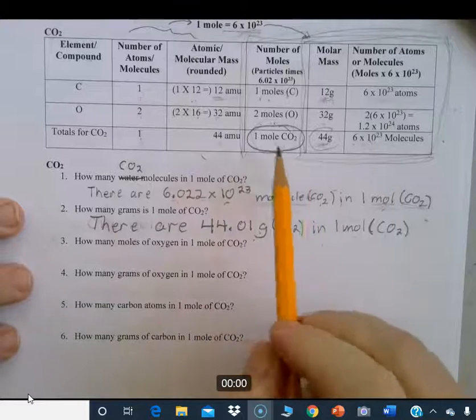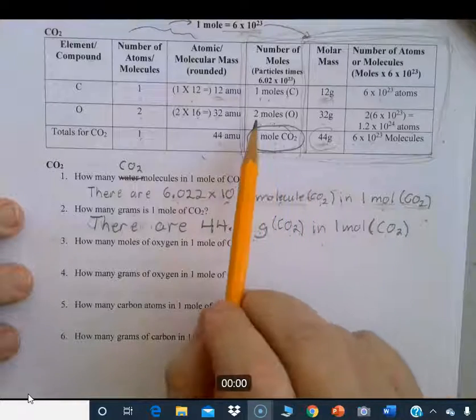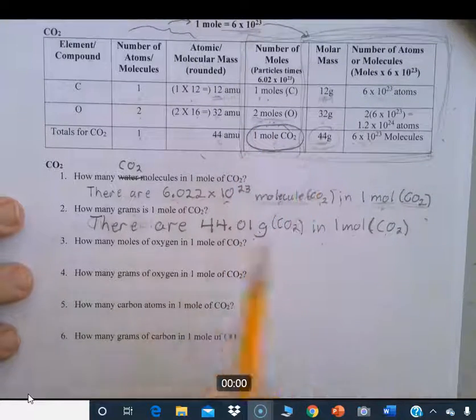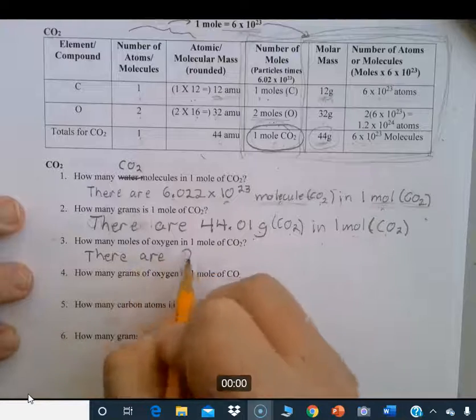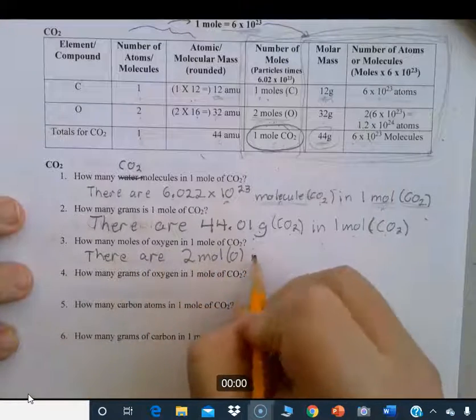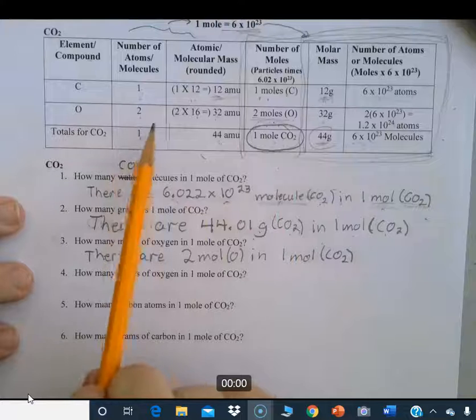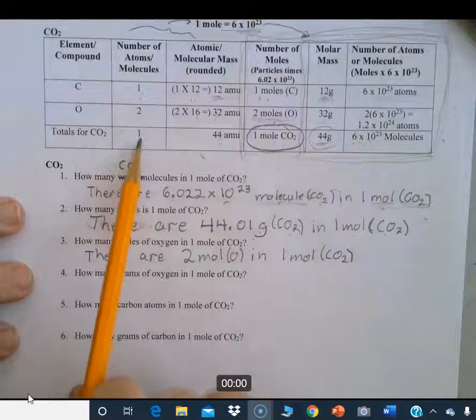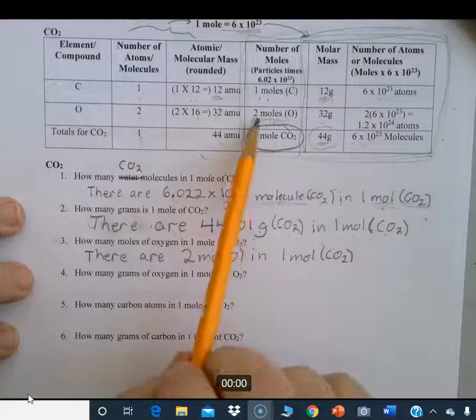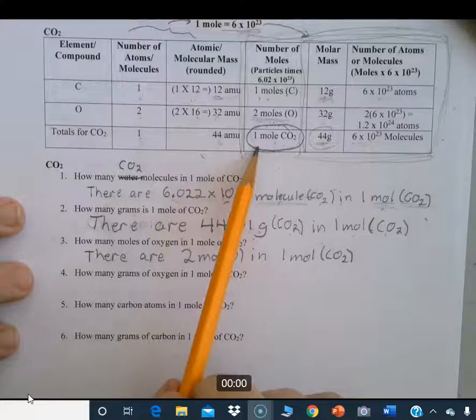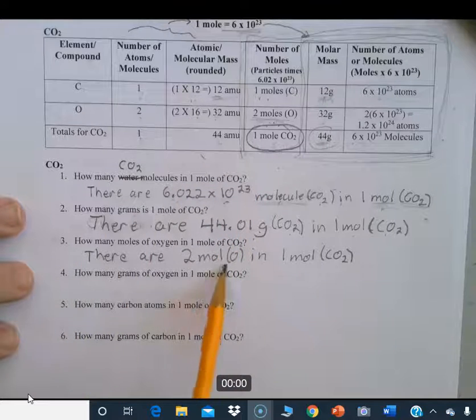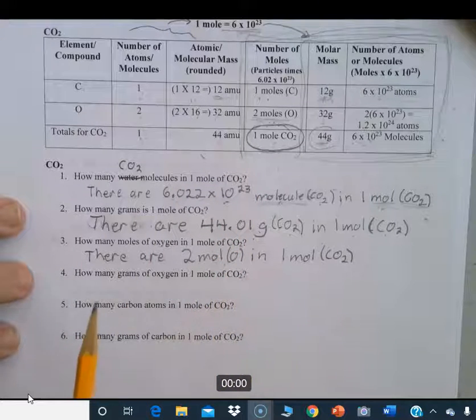Okay, how many moles of oxygen in 1 mole of CO2? So, here's 1 mole of CO2, and to make 1 mole of CO2, you need 2 moles of oxygen. So you need 2 atoms of oxygen for every 1 molecule of CO2. You need 2 moles of oxygen for every 1 mole of CO2. So there are 2 moles oxygen in 1 mole CO2.